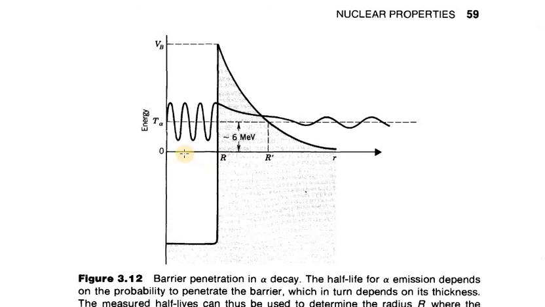R is the nuclear radius. R prime represents the total radius considering the potential barrier also. We will study it later. Now just look at the picture and analyze what you have understood from it.